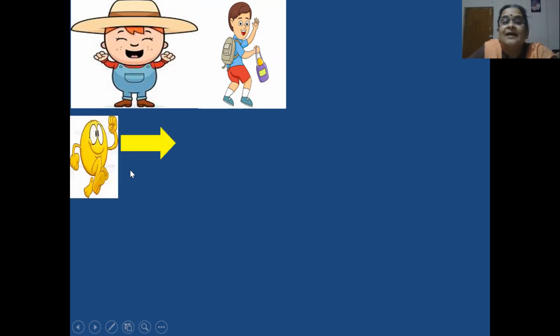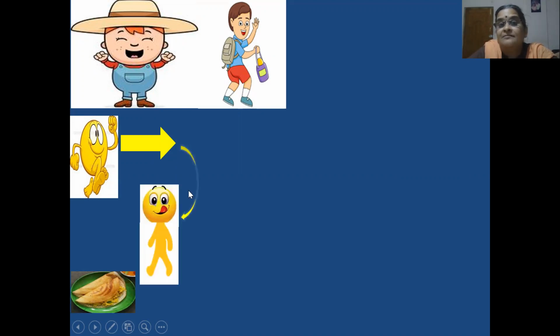In this case, a funny man is going in a particular direction with high energy. If he sees very tasty food like this, he will slow down, change his direction and go and buy some of this tasty food. That is masala dosa, a South Indian dish.